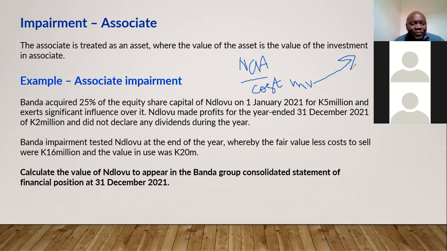Let's check on the example. Banda acquired 25% of the equity share capital of Ndlovu on 1st January 2021 for 5 million, and exerts significant influence over it. So we know that there's a 5 million.